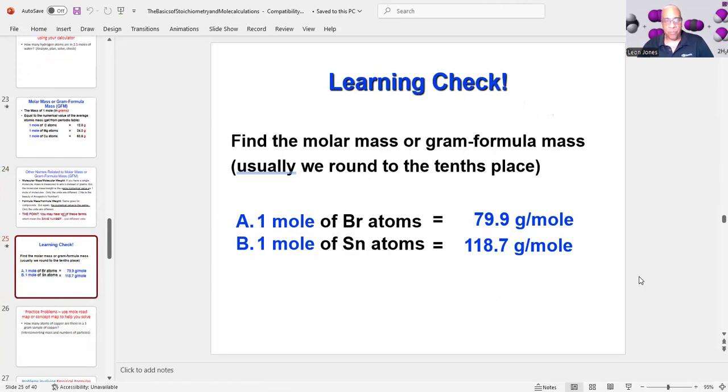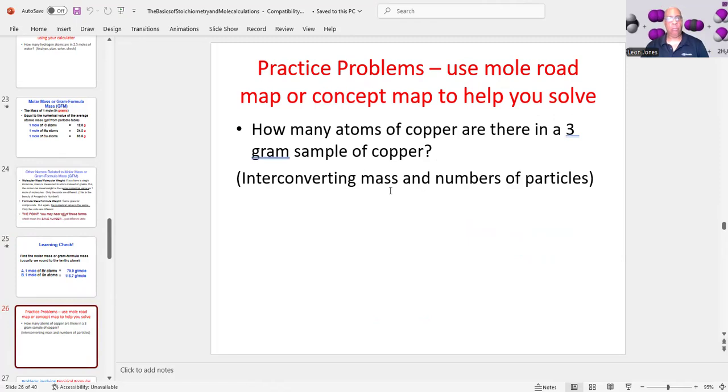Again, find the molecular mass and gram formula mass. Usually we round off to tenths. So I have it right here. 1 mole of Br, which is bromine, bromine atoms equals 79.9 grams per mole. 1 mole of Sn atoms equals 118.7 grams per mole.